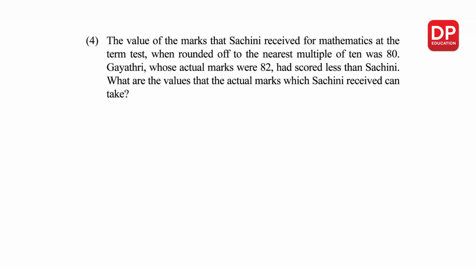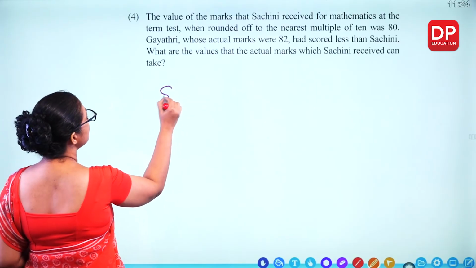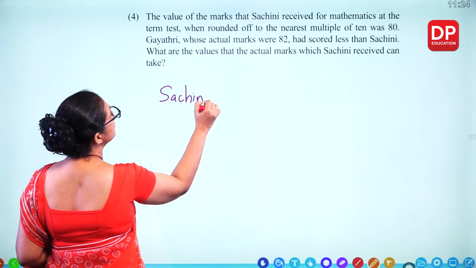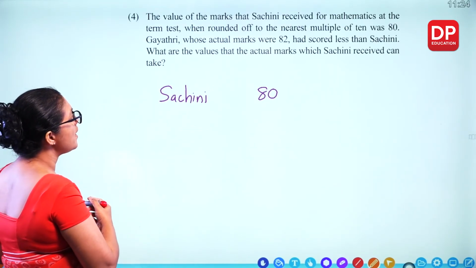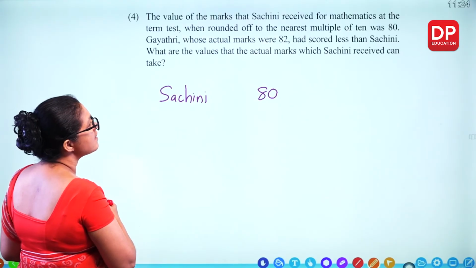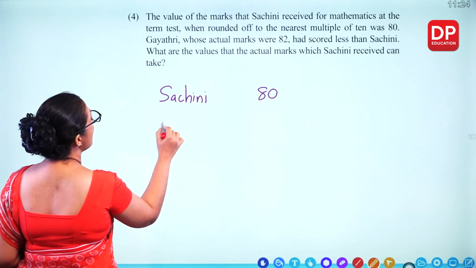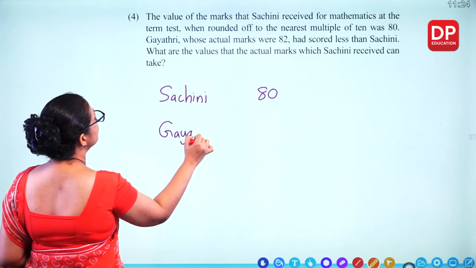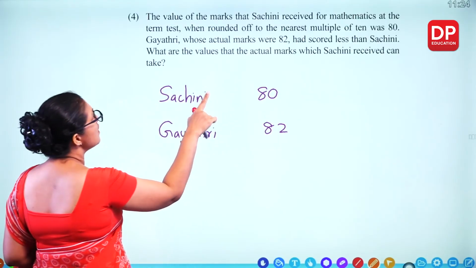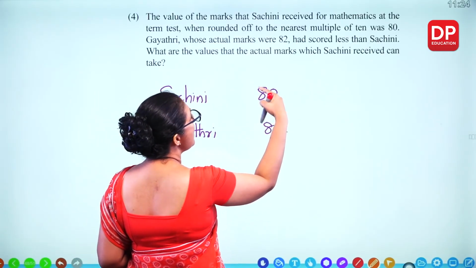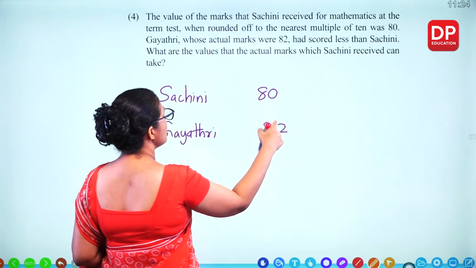Question number 4. The value of the marks that Sachini received from mathematics at the term test, when rounded off to the nearest multiple of 10, was 80. Gayatri, whose actual marks were 82, had scored less than Sachini. This is Gayatri, whose actual marks 82 had scored less than Sachini. So this is less.